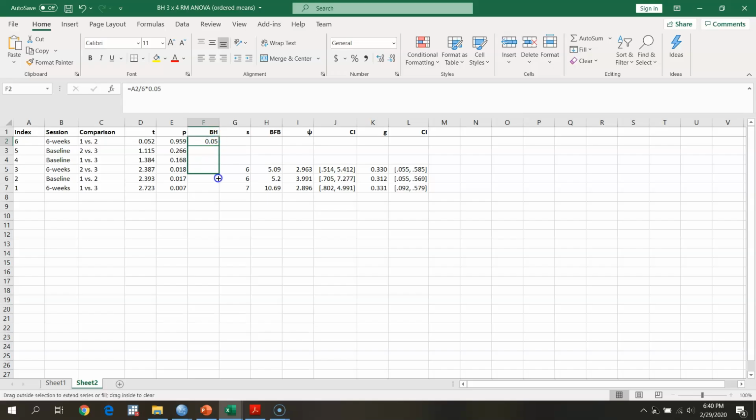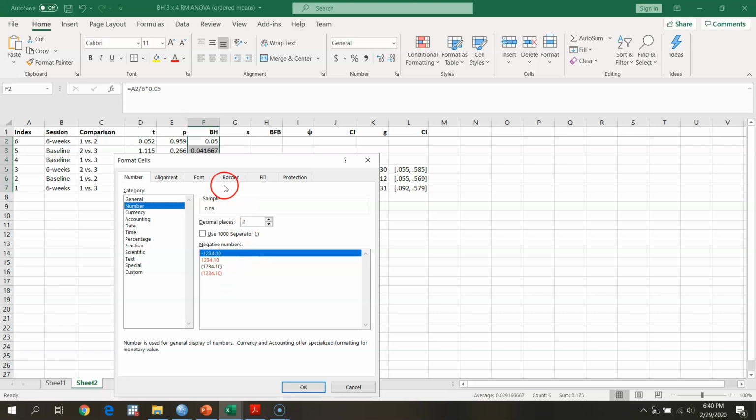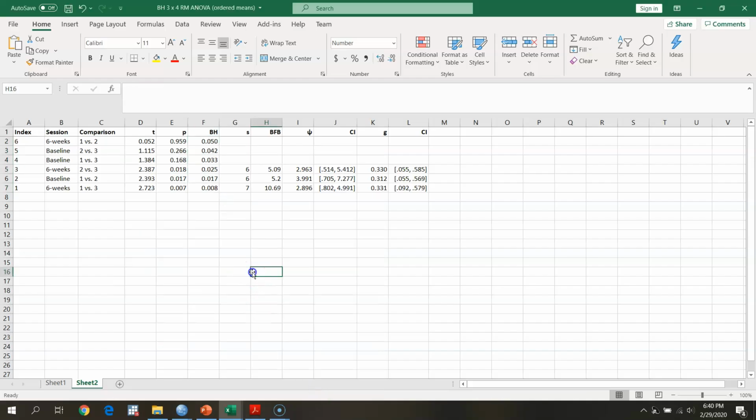Then I can go down through and run this down. It's going to give me 5 divided by 6 times 0.05, 4 divided by 6, 3, and so on. So we can see that our criterion for statistical significance is increasing. This is giving us control over the false discovery rate with Benjamini-Hochberg, and we're going to choose tests for interpretation that exceed our threshold.